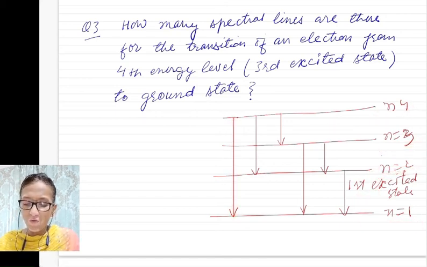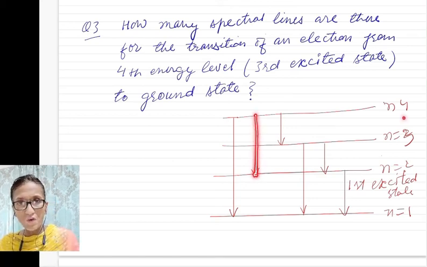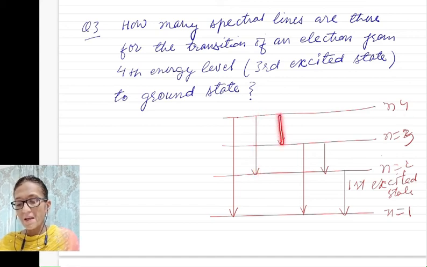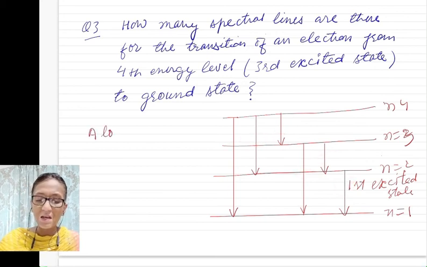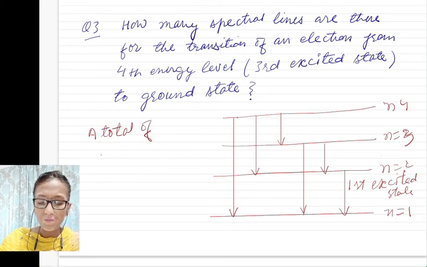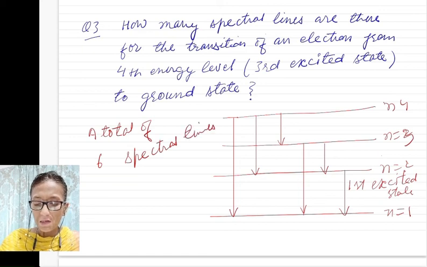Now electron will fall to ground state. Electron will fall to second shell or first excited state from fourth one, and it may fall to third shell. Similarly, from third shell an electron may fall to ground state, or it may fall to second shell. And from second shell also it may fall to ground state. So how many spectral lines? Just count these spectral lines. 1, 2, 3, 4, 5, 6. A total of 6 spectral lines.